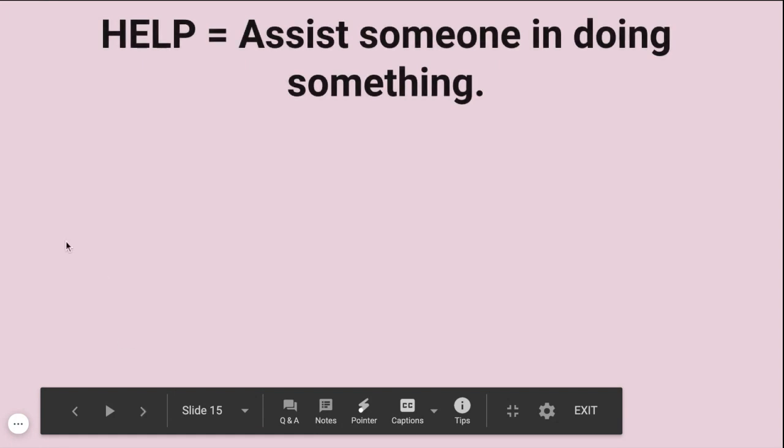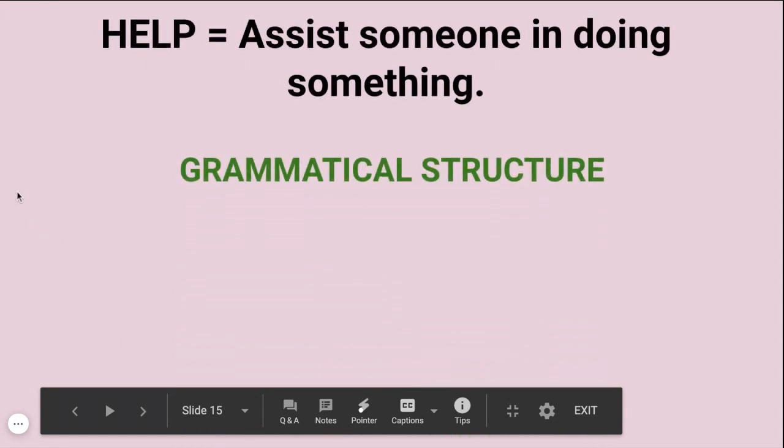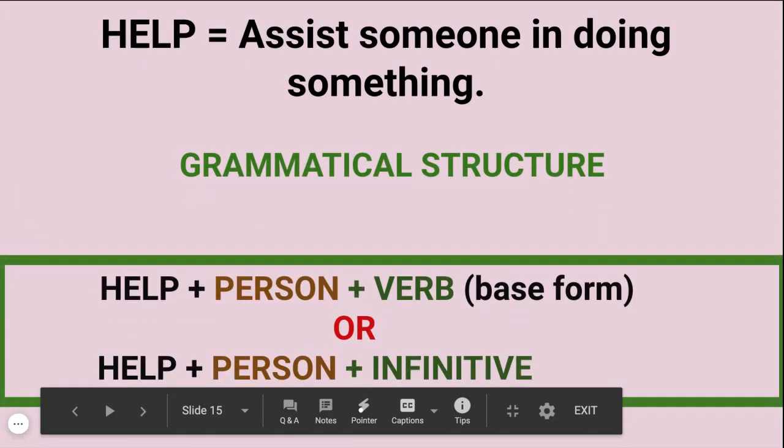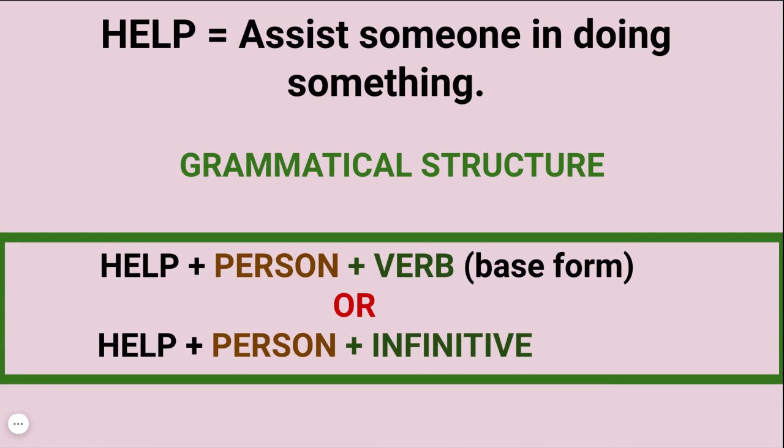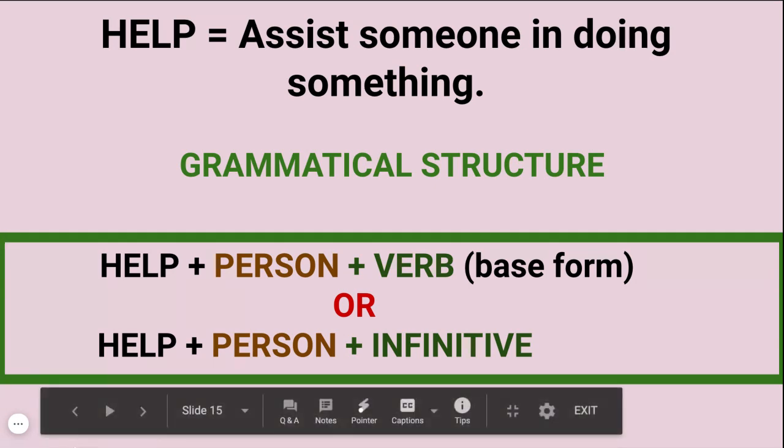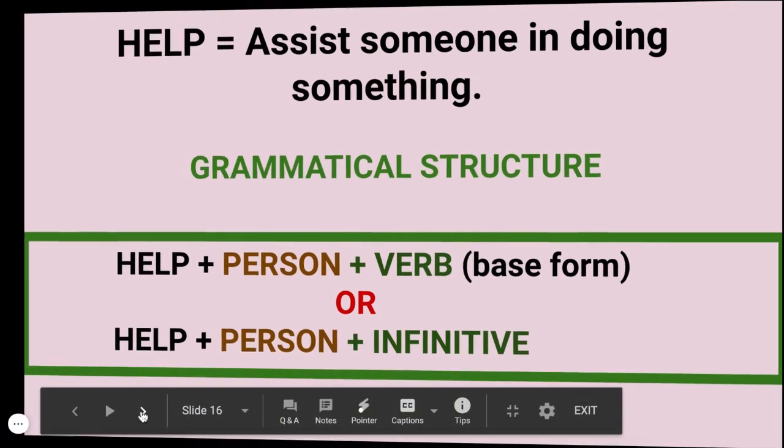Okay, our last one is help. To assist someone in doing something. Now, this one is different than the other ones. It has two possible forms. The first possible structure is help plus a person plus the base form of the verb, or equally correct, you can say help plus the person plus the infinitive form. They both mean the same thing, and people use both forms.